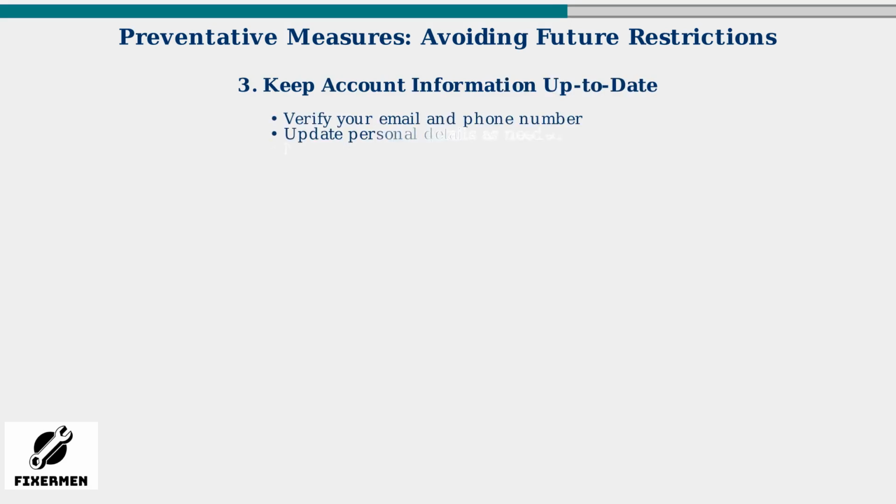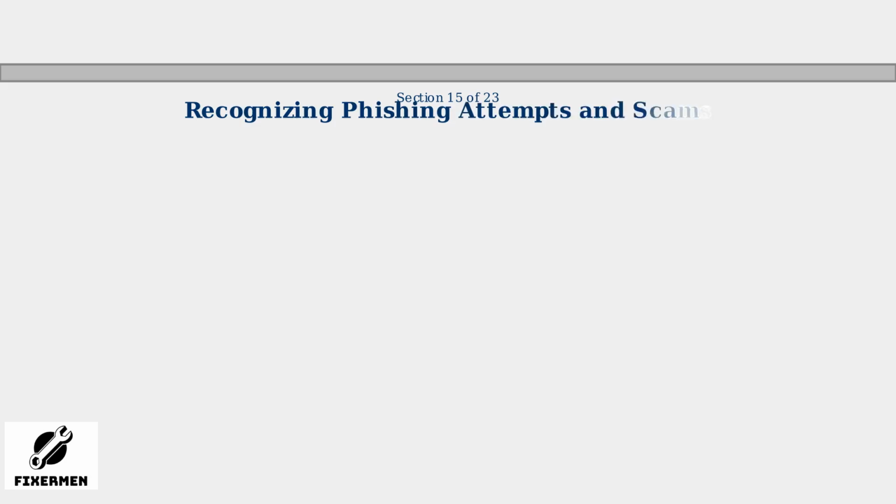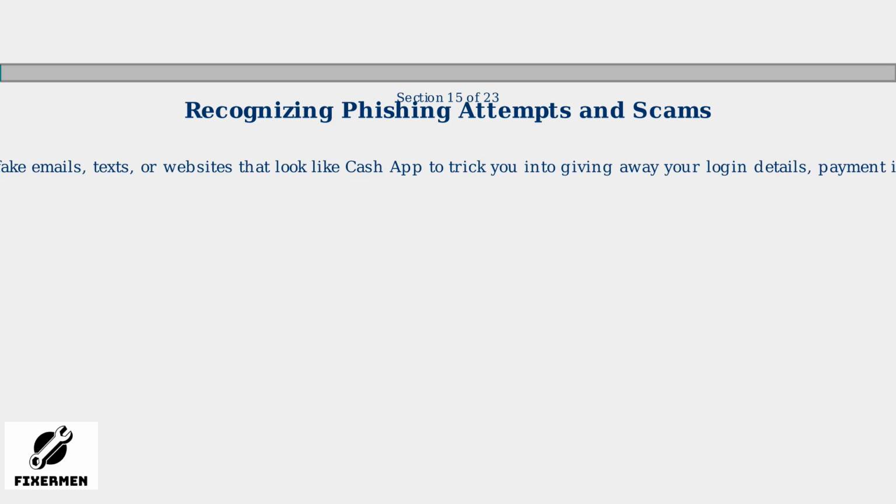Third, keep your account information current. Regularly verify your email and phone number, update personal details when they change, and monitor your account for any status updates. Cash App users should be aware of phishing attempts that try to steal your personal information or money. These scams often impersonate Cash App support or send fake emails that look legitimate. Phishing scams use fake emails, texts, or websites that appear to be from Cash App. They trick users into revealing sensitive information or sending money to scammers.